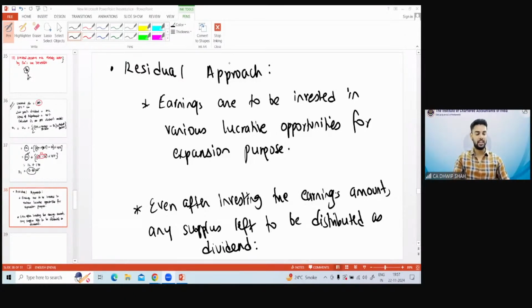We don't have any practical problems in the module for this, but it is very simple to understand. Very logical. Even a layman can understand this. Any businessman, even a local businessman, not just corporates, does this. Any profits that they earn from their business, they use for their expansion and growth purpose, and then they take the surplus with them for personal purpose. Okay, simple.